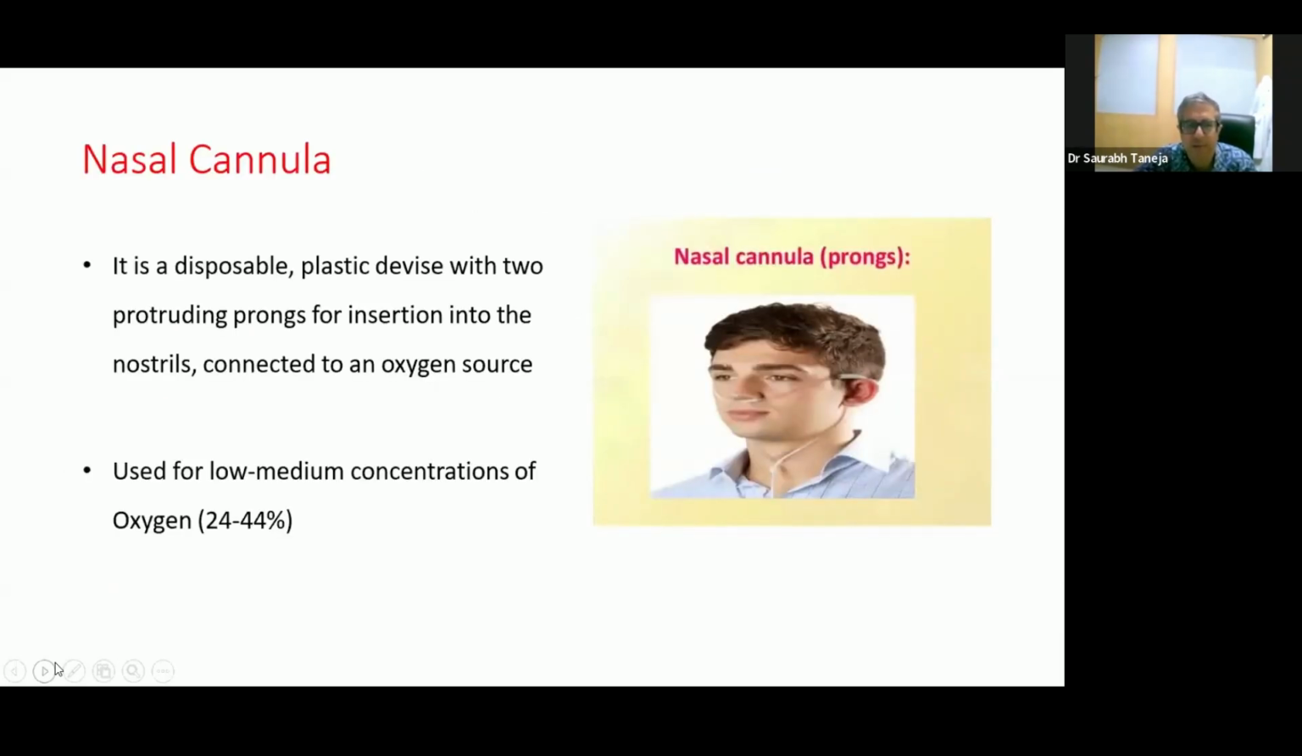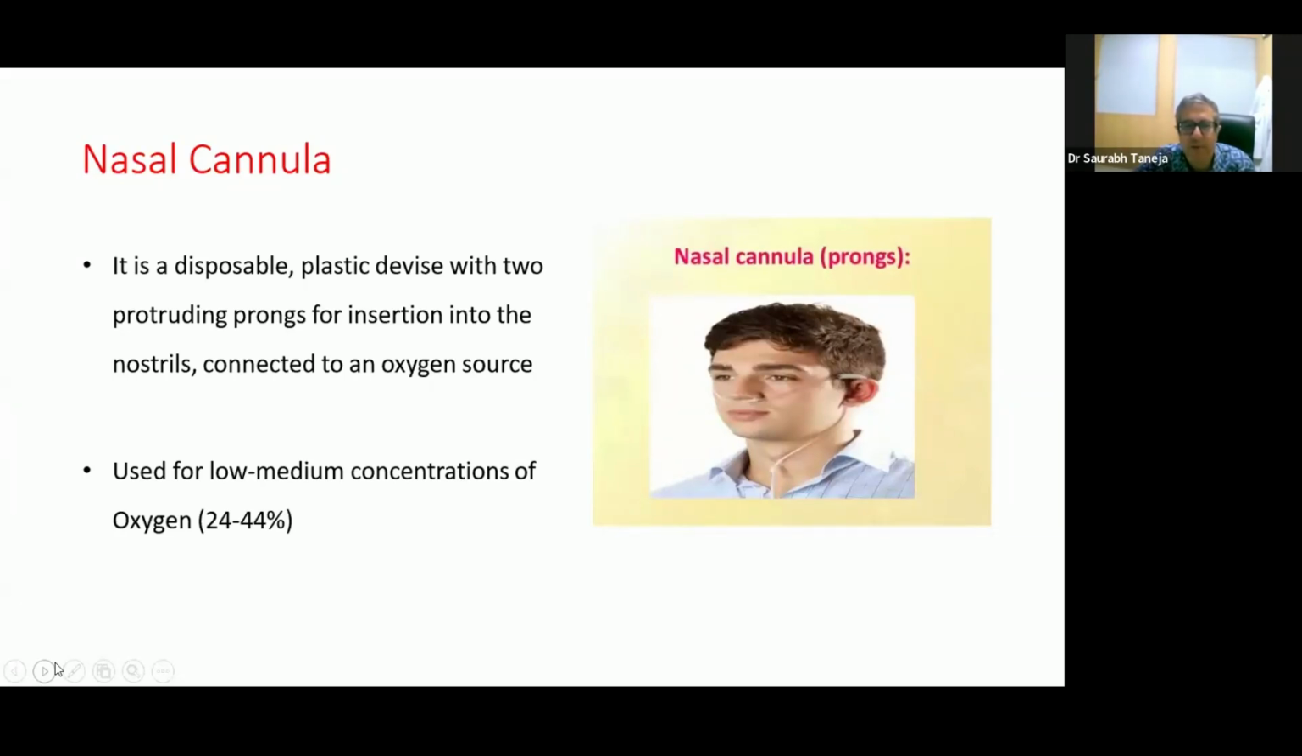So the most common device used in critical care settings, in the wards, or in the high dependency units is the nasal cannula. It's a disposable plastic device with two protruding prongs for insertion in the nostrils. The two prongs are inserted in the nostrils and connected to the oxygen source.